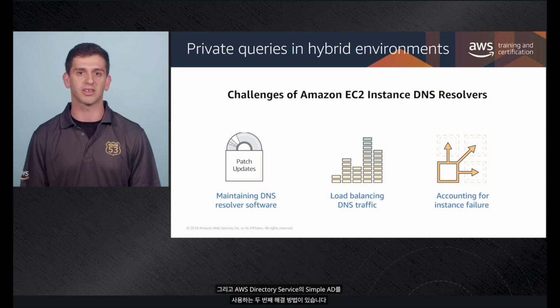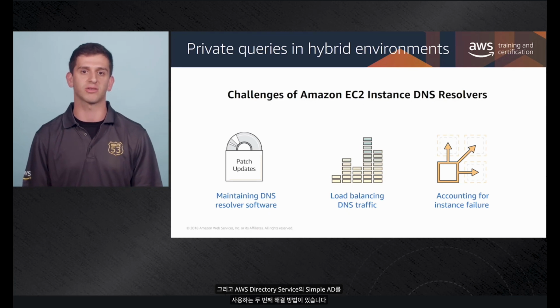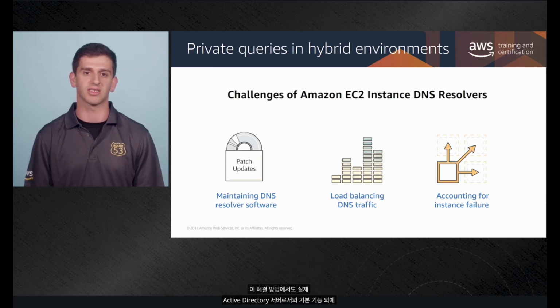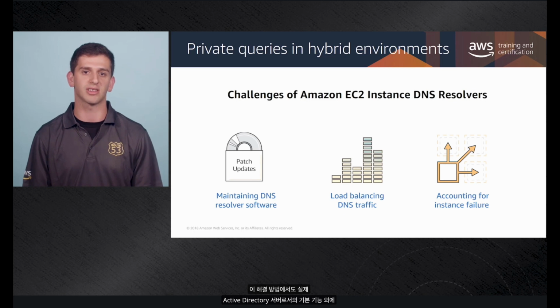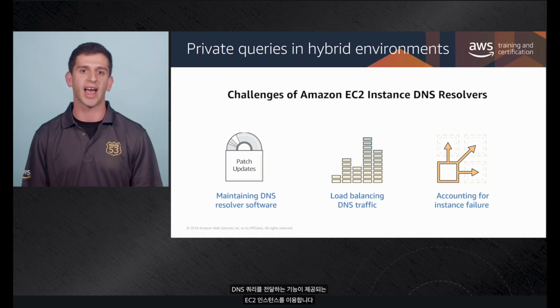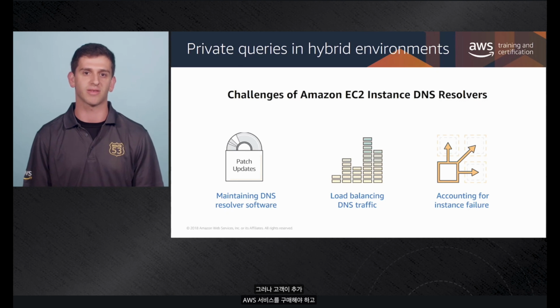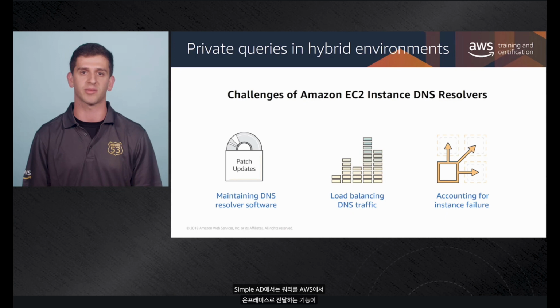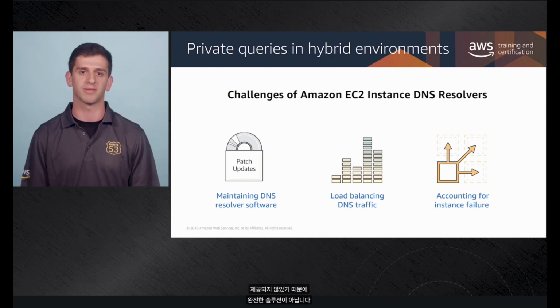And there is a second workaround, which is to use AWS Directory Services Simple AD. This workaround also relies on an EC2 instance, which provides the ability to forward DNS queries in addition to its primary function as an actual active directory server. However, customers would have to purchase an additional AWS service, and Simple AD doesn't provide the ability to forward queries from AWS to on-premises, so it is not a complete solution.